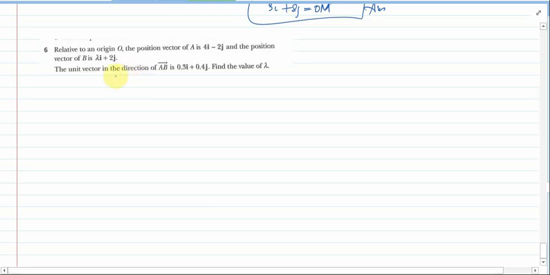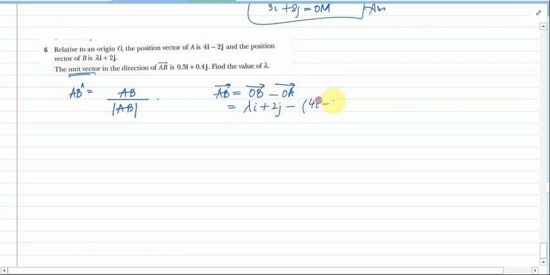Now what is given? It's basically the unit vector. The working formula for the unit vector of AB is vector AB divided by the magnitude of AB. The vector AB is known but in terms of lambda. So AB is OB minus OA. OB is lambda i plus 2j, minus OA, which is 4i minus 2j.